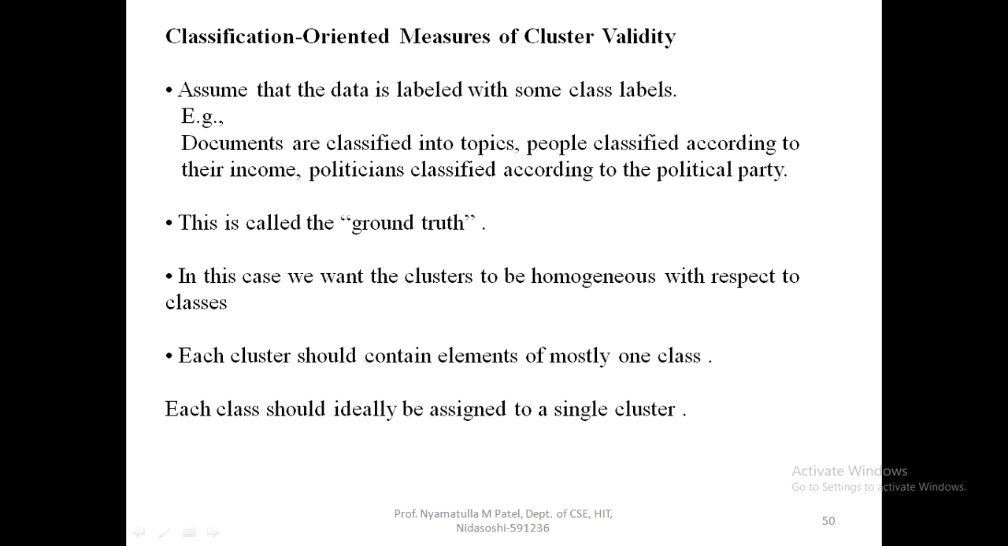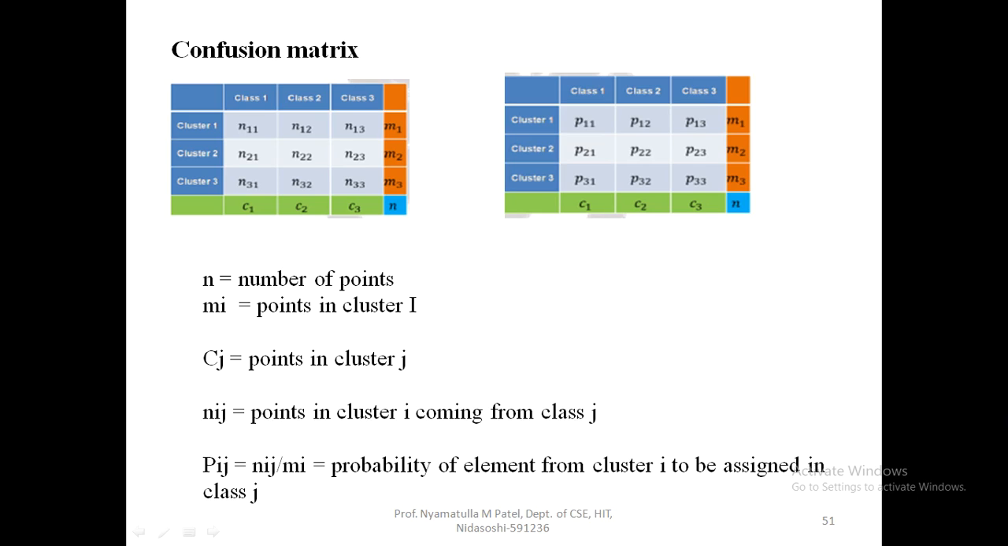So, here is the cluster validity or cluster evaluation, either supervised, prototype based, or classification oriented measures. Each cluster should contain elements of mostly one class. Each class should ideally be assigned to a single cluster. We should make sure that one cluster contains all the data objects of only one class, and that one class belongs to only one cluster. So, let us take the confusion matrix. What can happen over here?